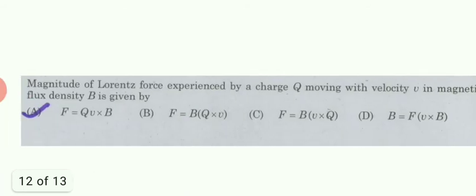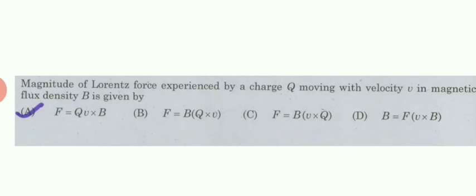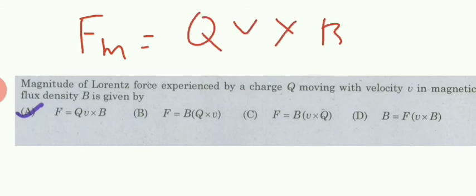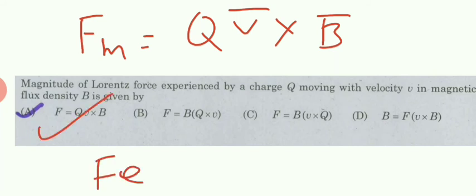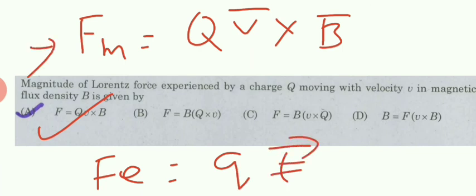Then the magnitude of Lorentz force experienced by a charge Q moving with a velocity V in magnetic field density B is given by, this is the well-known Lorentz force equation. Force on a moving charge is given by Fm is equal to Q into V cross B, right? So it is a force felt by a moving charge. So option A is the right answer. Whereas force felt in an electric field is given by F is equal to QE. It is a force in magnetic field. So don't forget this. Clear? So F is equal to QVB. Option A is the right answer.